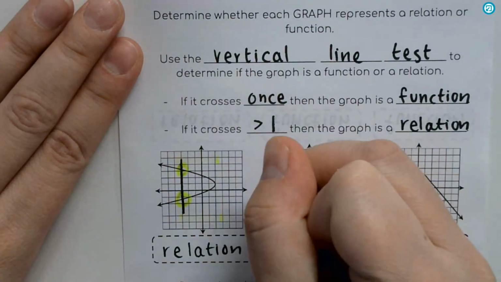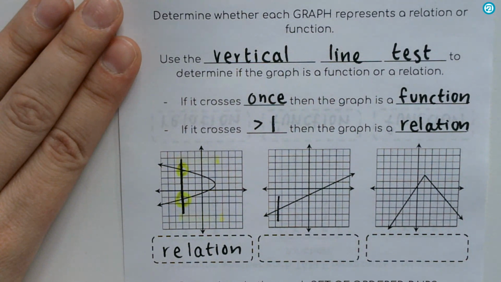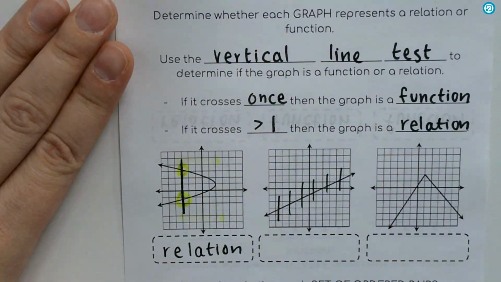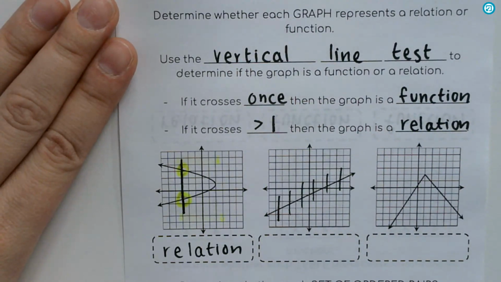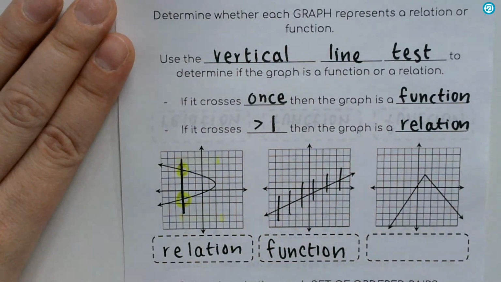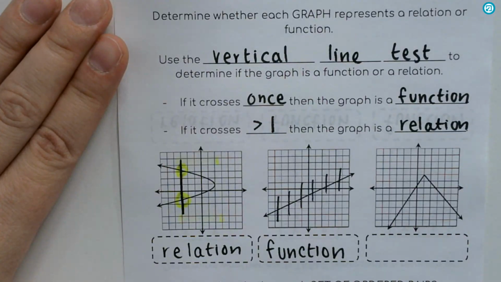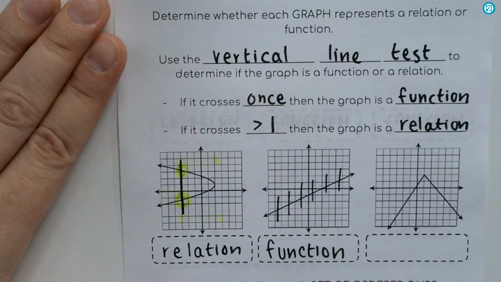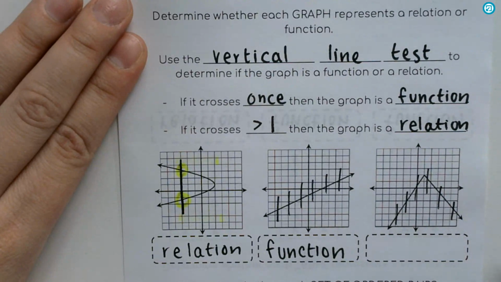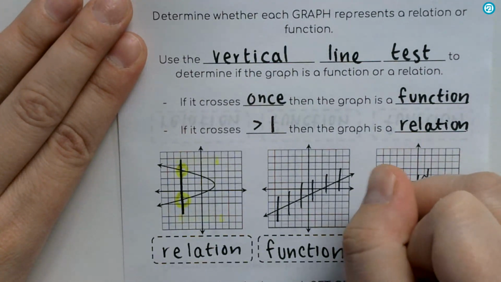Okay, this next one, I draw a vertical line. It only crosses once. I have to be able to draw a vertical line anywhere, though. So I need to check and make sure anywhere I draw a vertical line, it's never going to cross more than once. So this one is a function. Okay. Is that very last one a function or a relation? Function. Yep. Vertical line, only ever going to cross it once. So it goes up and then back down, but a vertical line would never cross it more than once.